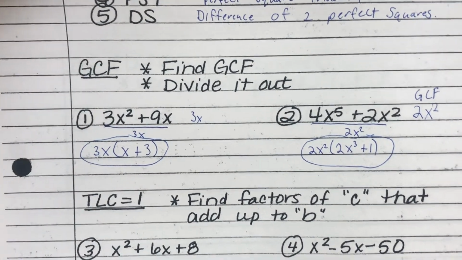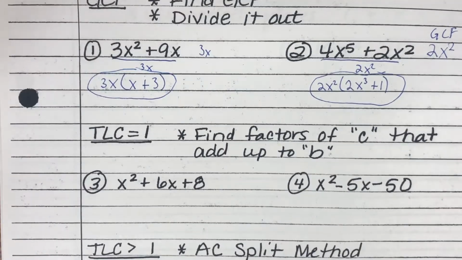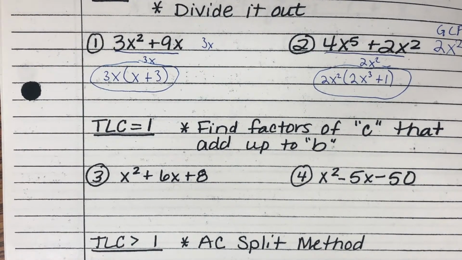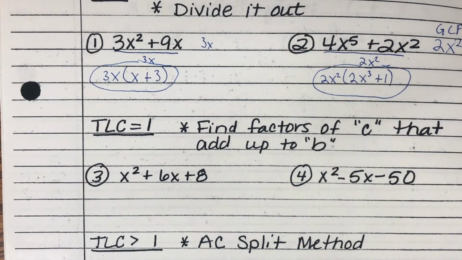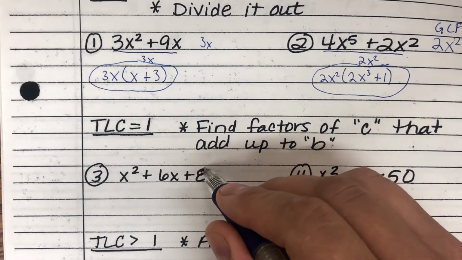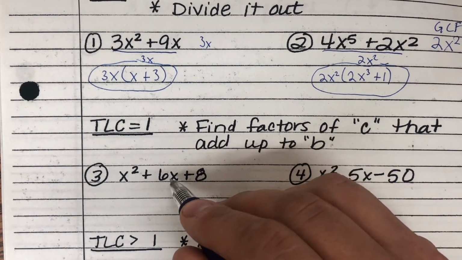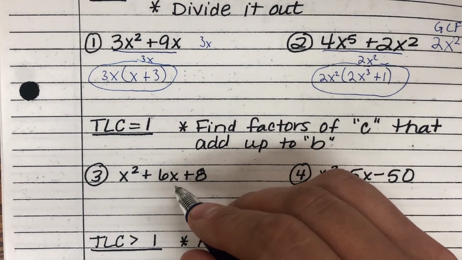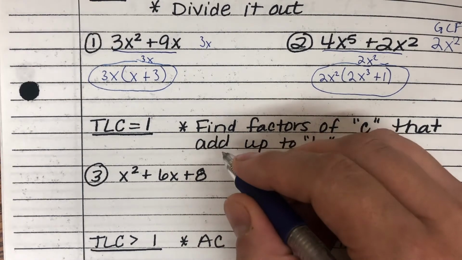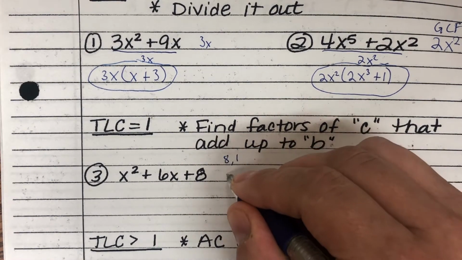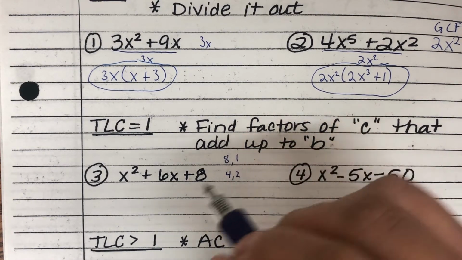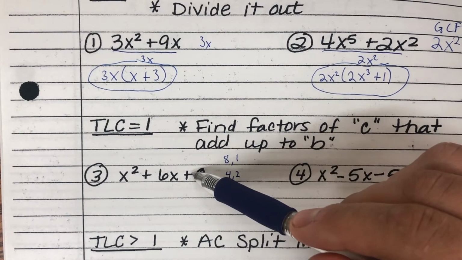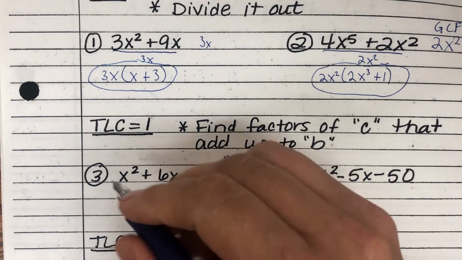Second method, TLC equals 1. So this is when we just have an x squared, no coefficient for the x squared. All right, so first example, we have x squared plus 6x plus 8. We practiced this a bit last week. We're looking for factors of the last term that add up to the middle term. So the factors of 8 that add up to 6. Factors of 8, let's see here. I got 8 and 1. I also have 4 and 2. When I look at the signs, the last sign is positive, so they have to be the same. Middle's positive, so they're both plus.